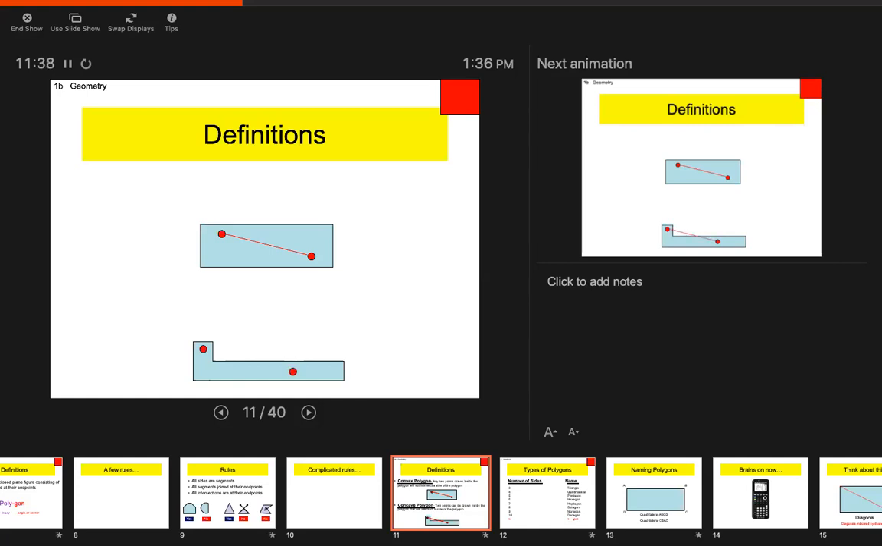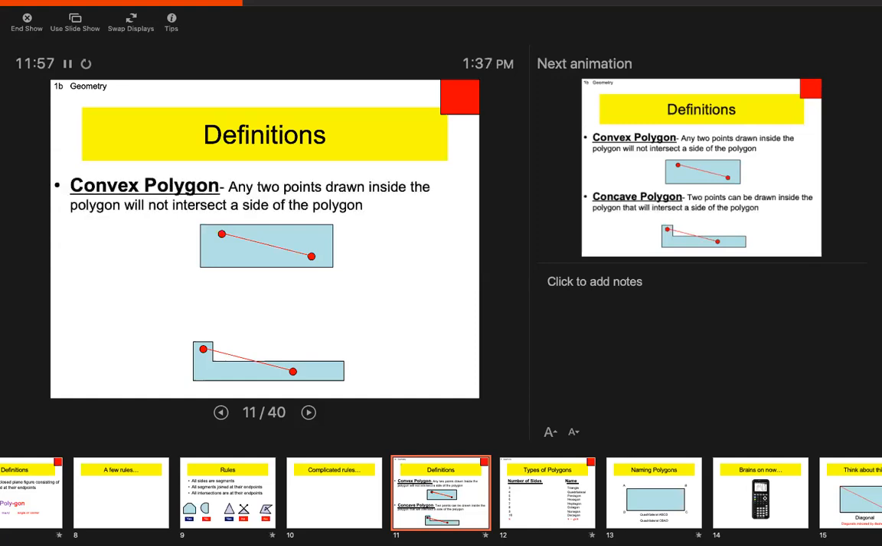So it can't connect at all because there's no way. Yes, it can connect. They can certainly connect, but what's the difference? One is completely inside of the polygon, and one is not. So we have names for these two types of polygons. It's based upon the red dots and the line segments. The first one is called a convex polygon.